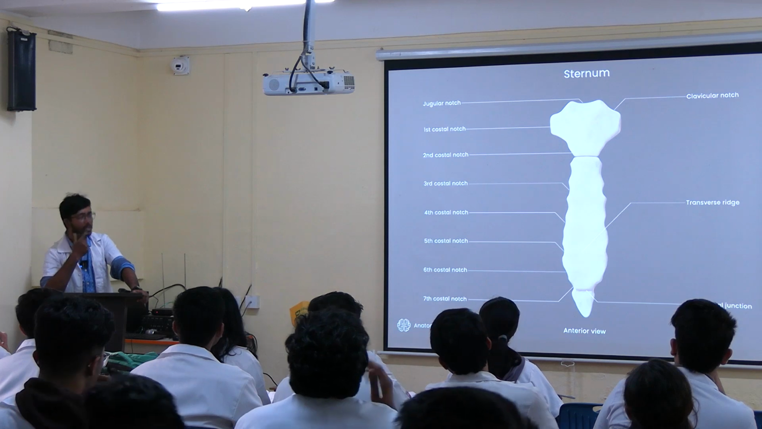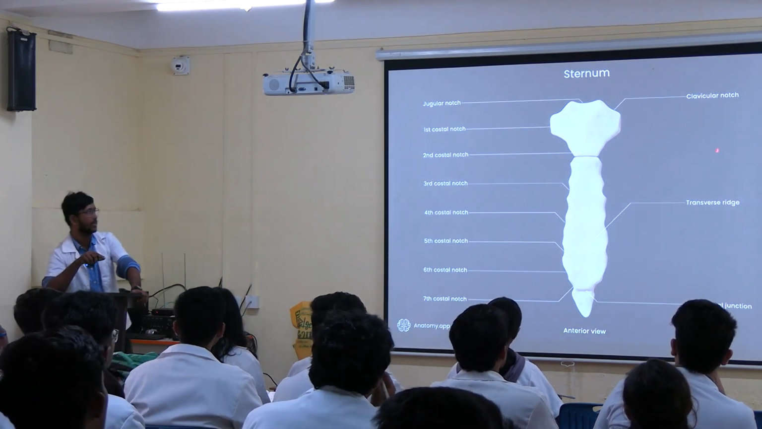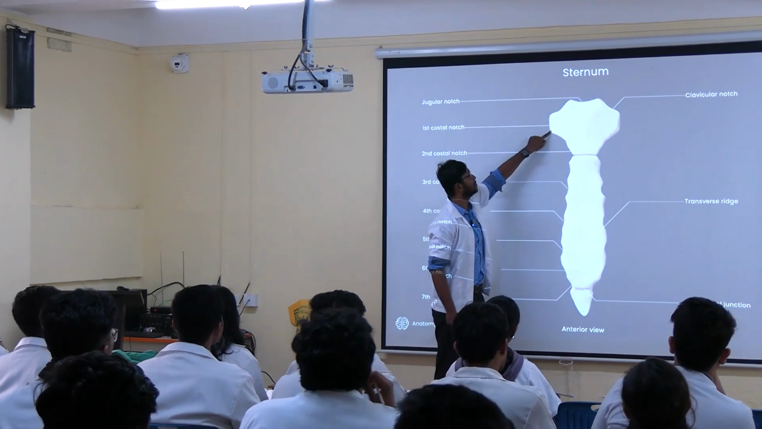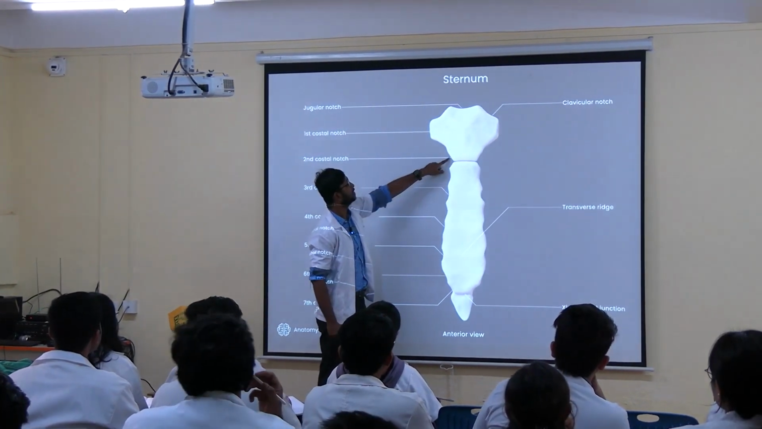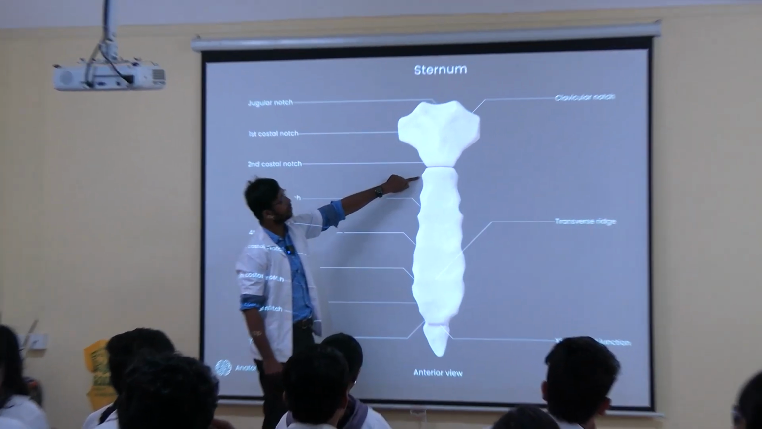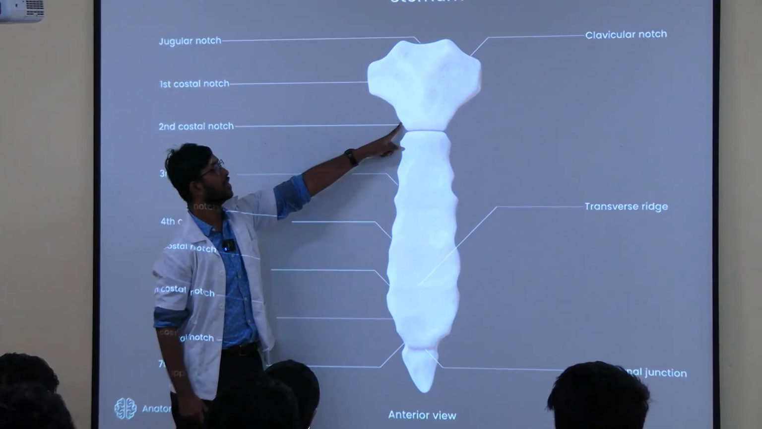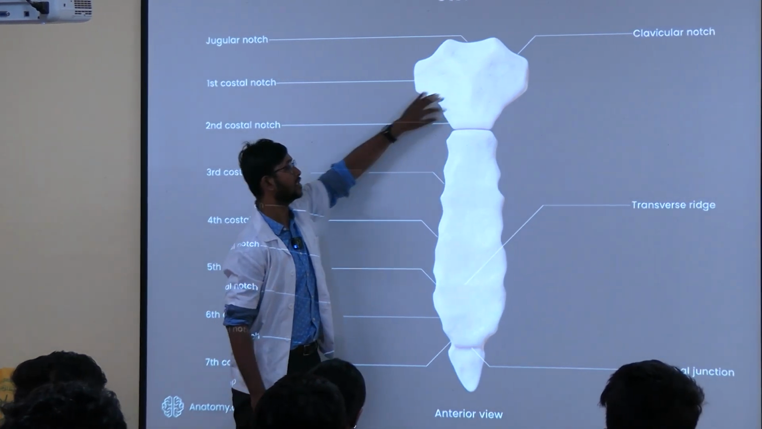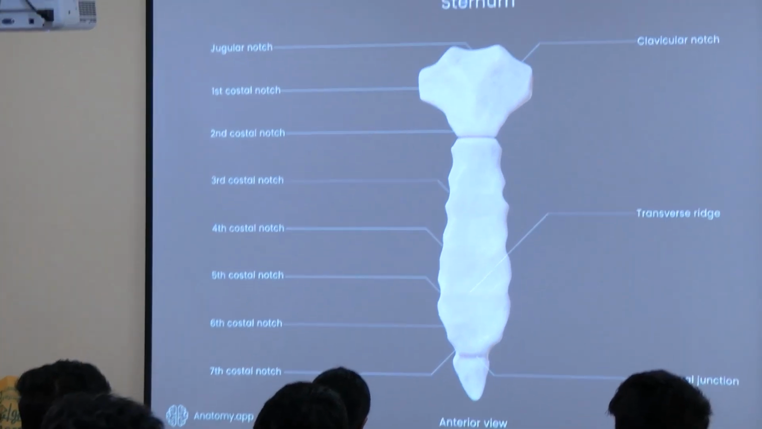What do you mean by demifacet? This depression is formed by the joining of 2 bones. Here the costal cartilage will come like this, but this depression is formed by the joining of the manubrium sterni with the body of the sternum. Together they form a depression where the second rib attaches. If either of them is not present, the second rib will not be attached here. So it is a demifacet.